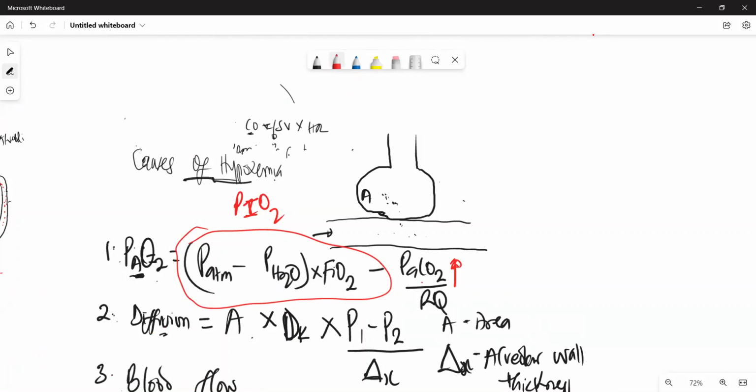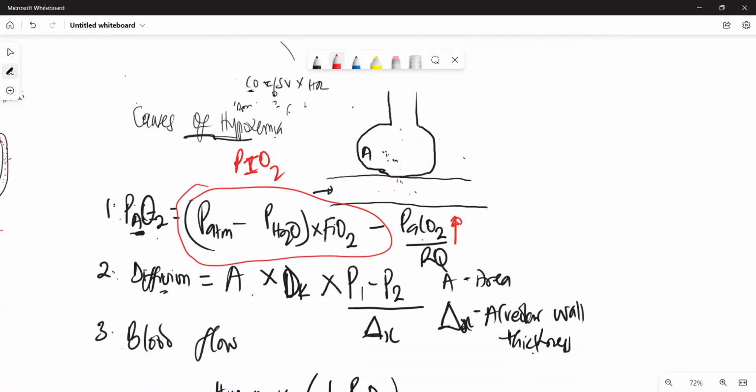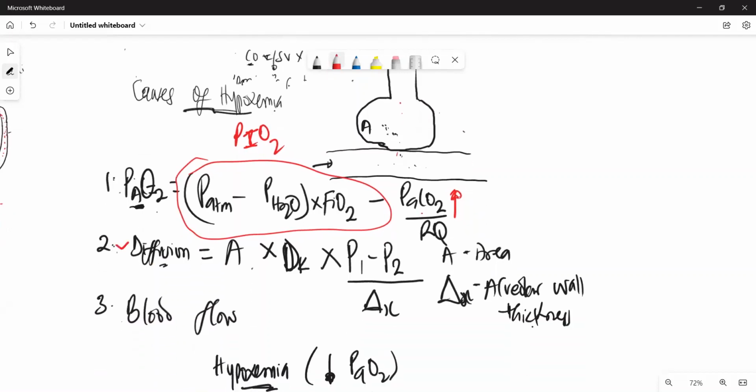So let's look at them and figure out how we can remember them, right? So in hypoxemia with increased AA gradient, I think we can get oxygen in, but the problem is that the oxygen cannot diffuse through, or there's no blood being exchanged for it, right? And there comes in this formula, the diffusion formula, right? And the blood flow, right?